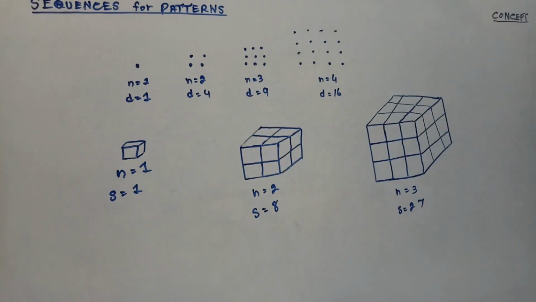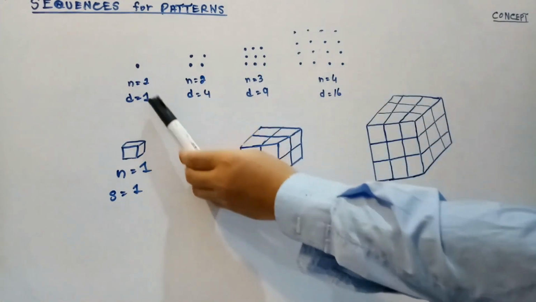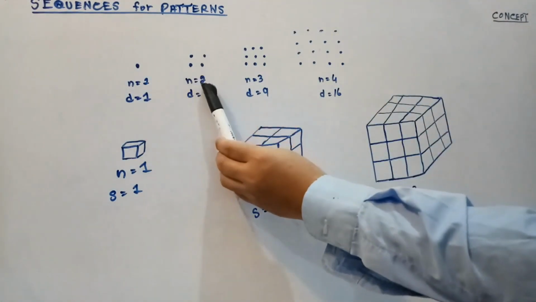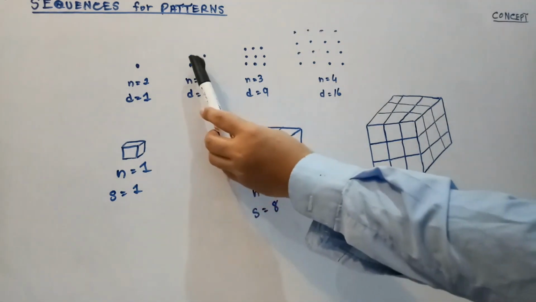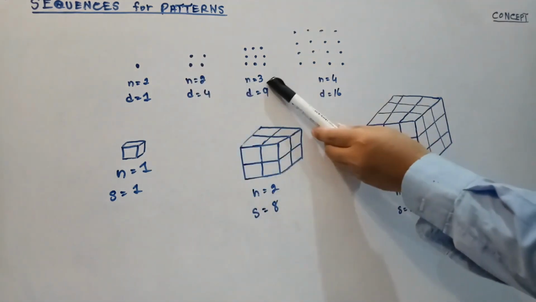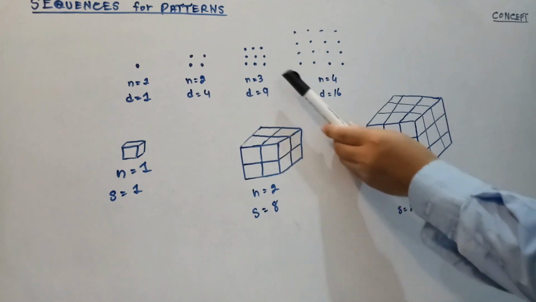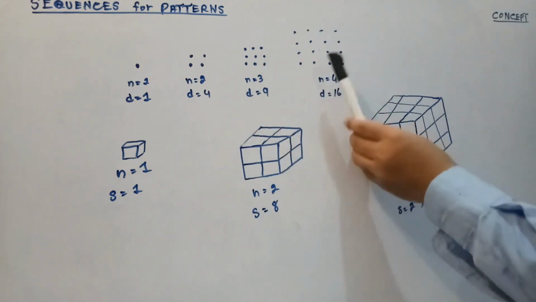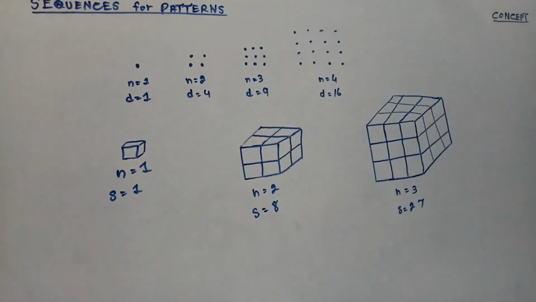If I count the dots, in the first pattern we have only one dot. In the second pattern we have four dots, you can count 1 2 3 4. In the third pattern we have 9 dots. In the fourth pattern we have 16 dots. So if we want to find the nth term from this, how can we find it? It is the position to term rule.